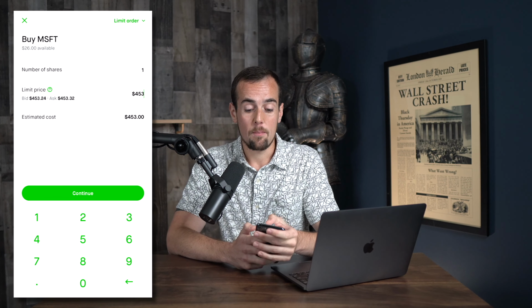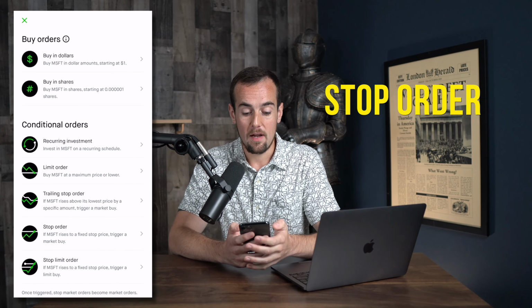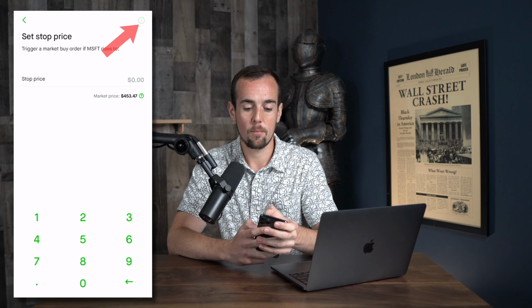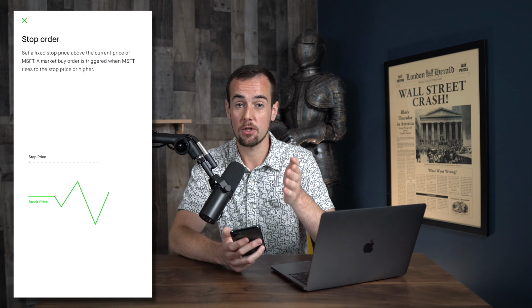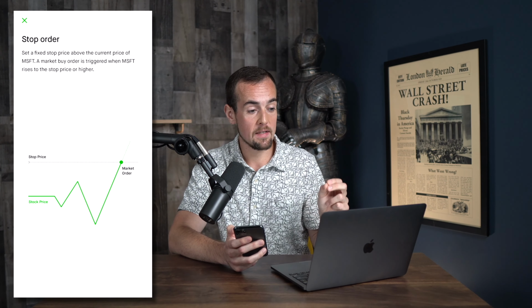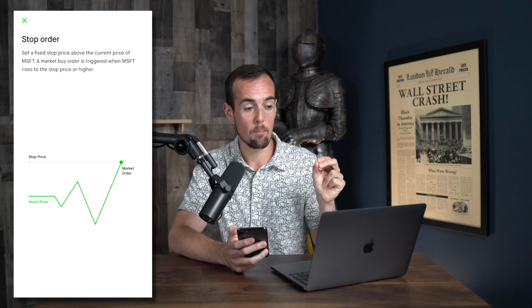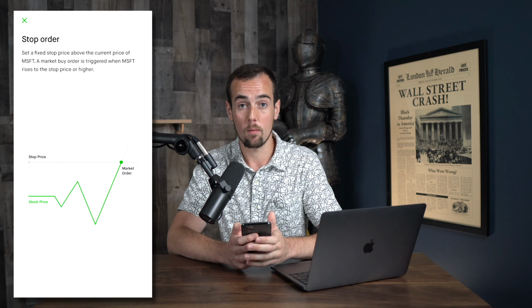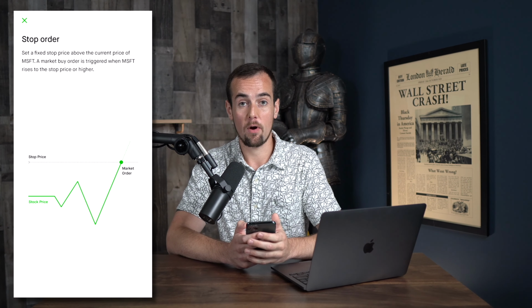Now, the next order type is called a stop order. These are not as common, but I am going to show you how this works now. If we click on the information button in the top right, it's actually going to show us how these orders work. With a stop order, it's going to place a buy if the stock breaks above a certain price, or a sell if the stock breaks below a certain price. Once the stop price is met, it's going to trigger a market order, which is going to be executed immediately.